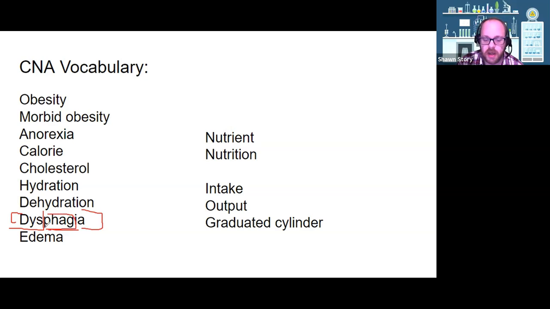Phagia is the Greek word for to swallow. And we see this in the digestive system, like the esophagus, right? Phagus, the phagia part of it is swallowing. So a lot of our words in the digestive system are going to have this phagia part of the word. And dys is just like the word dis, meaning opposite. So dysphagia is the inability to swallow. So if someone has gone through surgery, or they have something where they literally can't take in food, they have dysphagia, the inability to swallow.